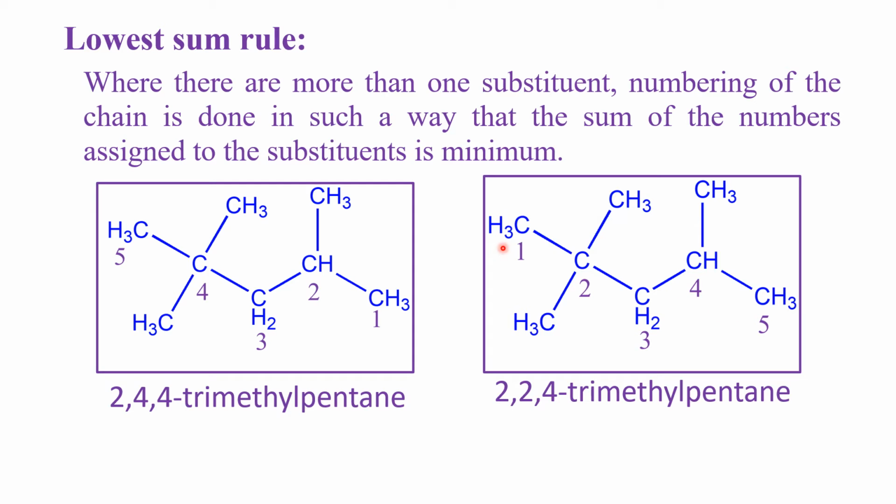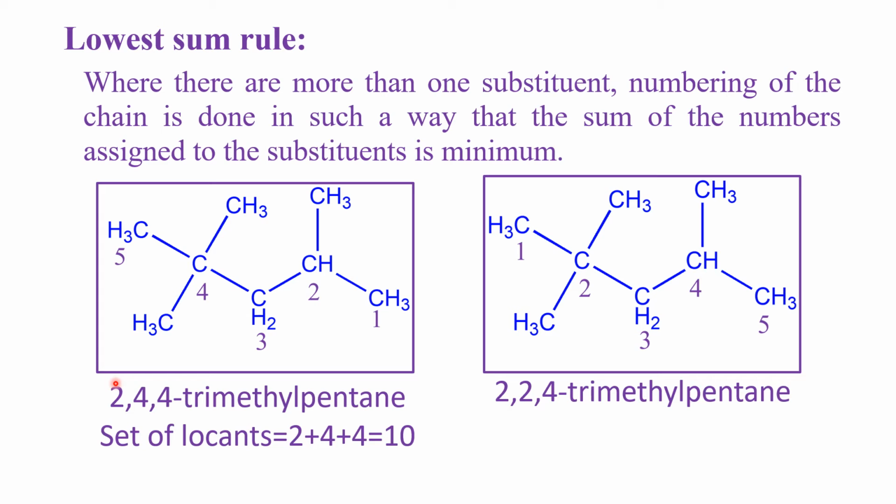As per this numbering, there are 2 methyl substituents attached to the second position, whereas 1 methyl substituent is at the fourth position. So the name will be 2,2,4 trimethyl pentane. In both conditions, trimethyl pentane is the same, but the substituent positions are going to differ. As per this rule, the sum of these numbers, that is substituent positions, should be the least possible. Let us see that.